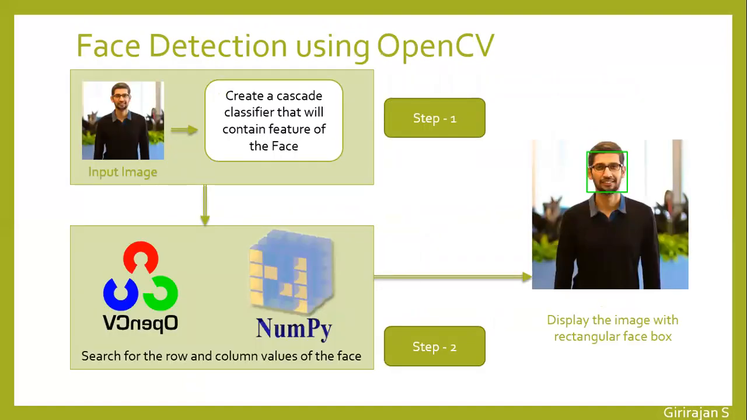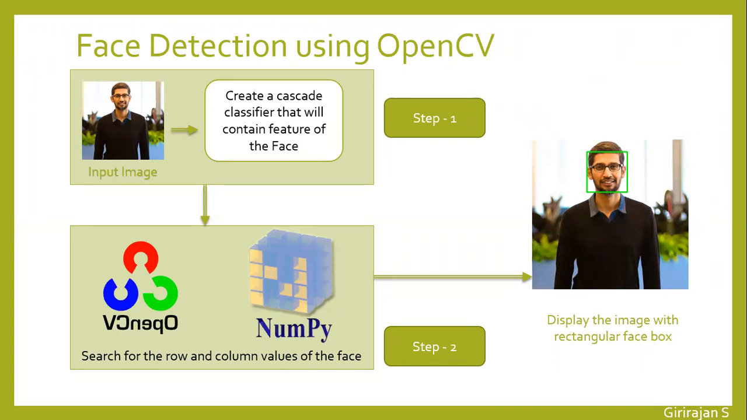This is how face detection with OpenCV works. For face detection, the first thing you need is an image that contains a face, and then a cascade classifier that contains the features of the face, so that your code can determine where the face is actually present. Then in step two, OpenCV will read the image and feature file and convert them into a NumPy array. It will search for the row and column values of the face and display it with a rectangular face box.